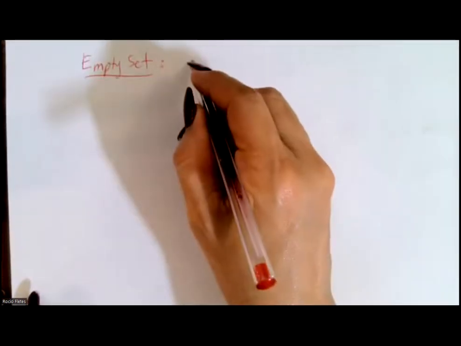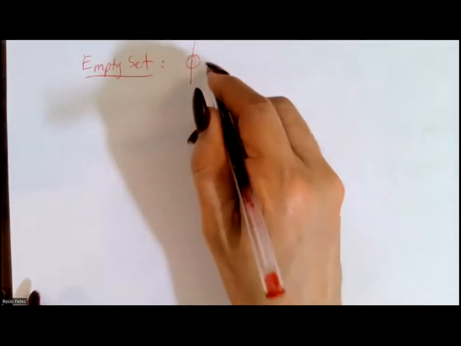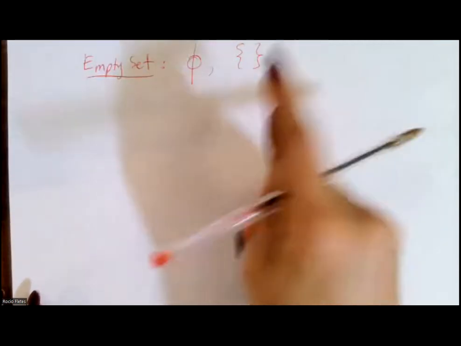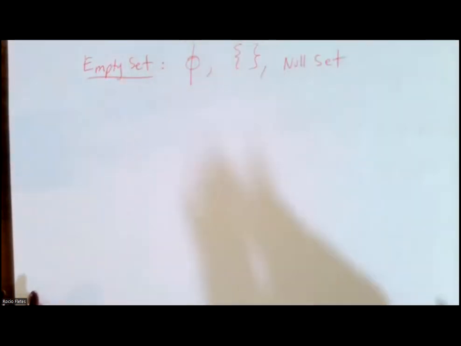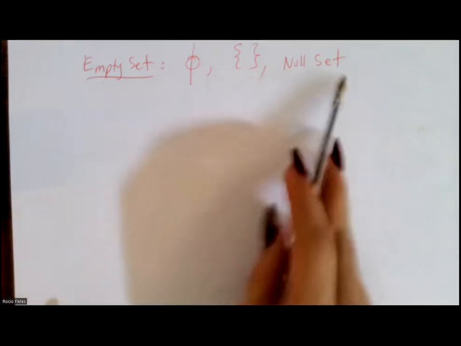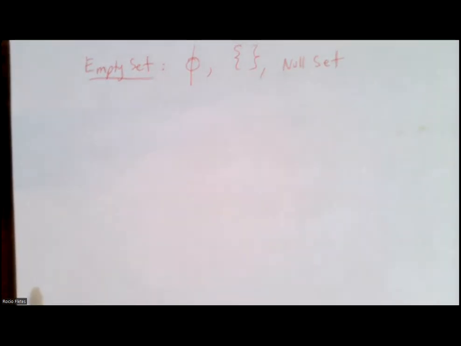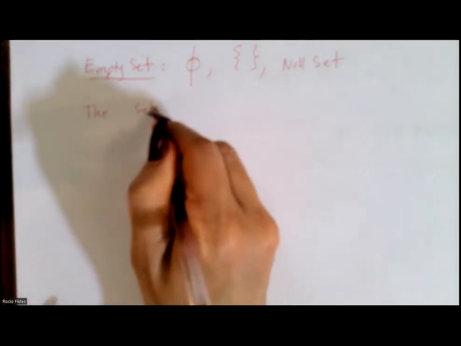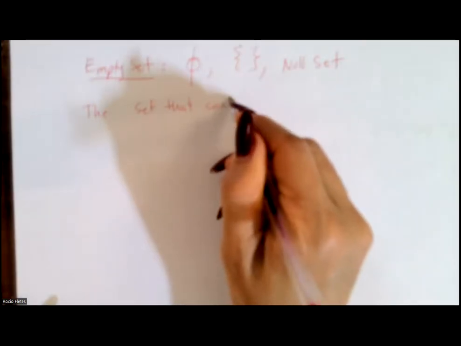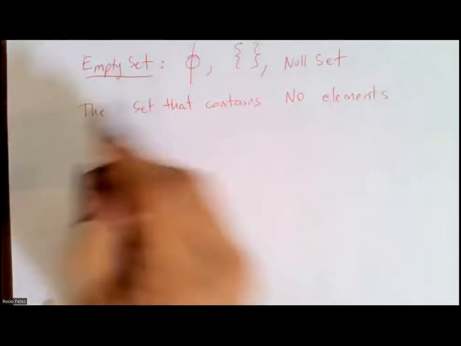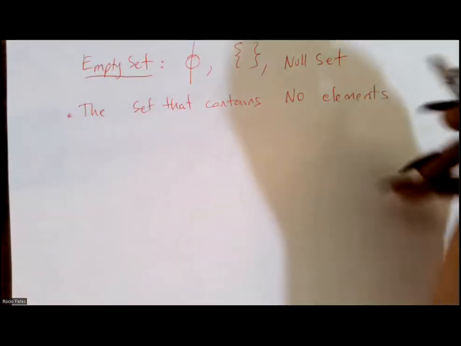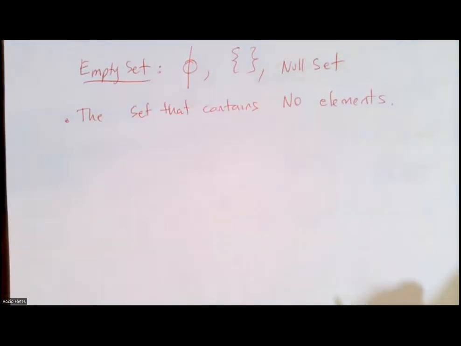First of all, the way you represent the empty set, we have a circle and then a line through it, or the braces without any elements inside, or also you call it the null set. So these are three ways to represent the empty set. And it is a set that contains no elements. So that's the definition that we will use: a set that contains no elements.